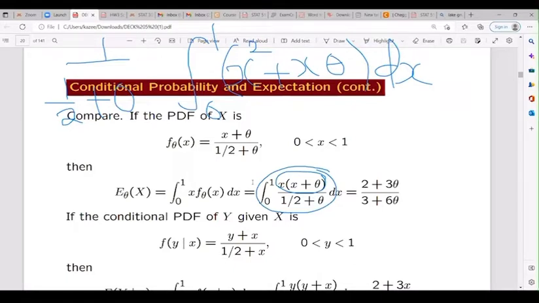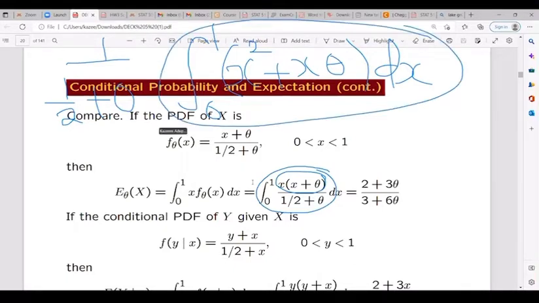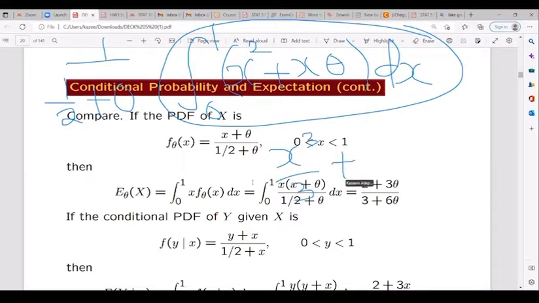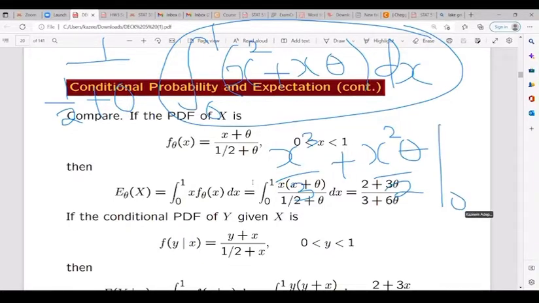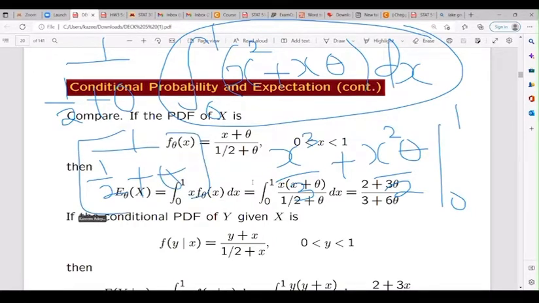Let me focus on what is inside the integral sign. That would be x raised to the power 3 divided by 3 plus x squared theta divided by 2, from 0 to 1. Look at the way I integrated that. Don't forget, here you still have 1 over 1/2 plus theta. That's a constant that you put outside.